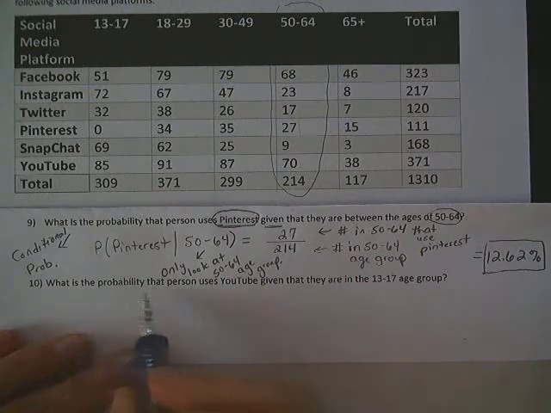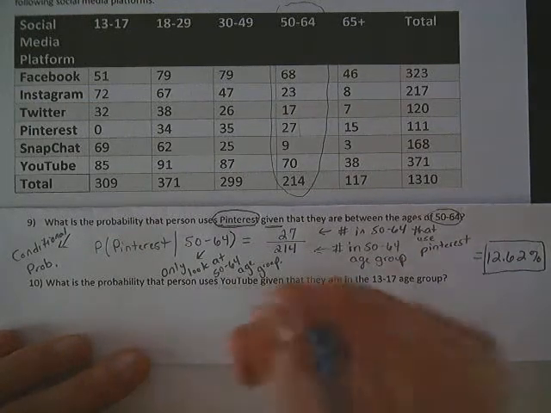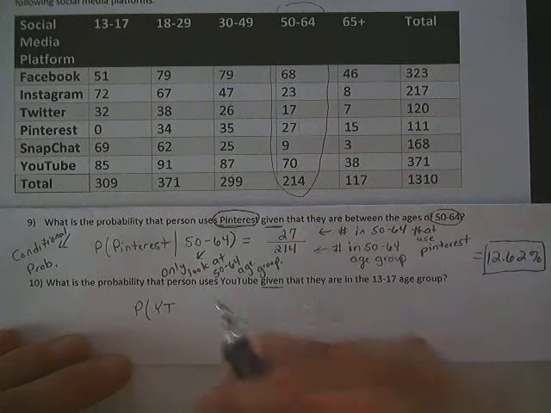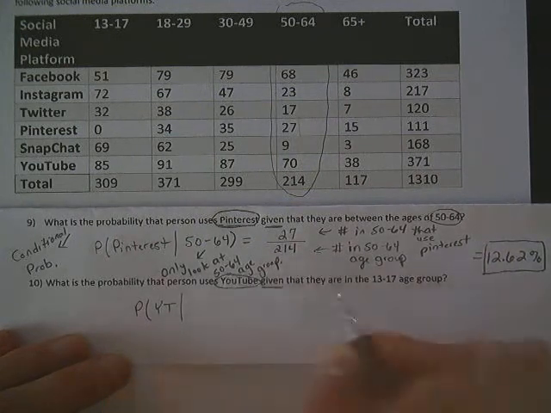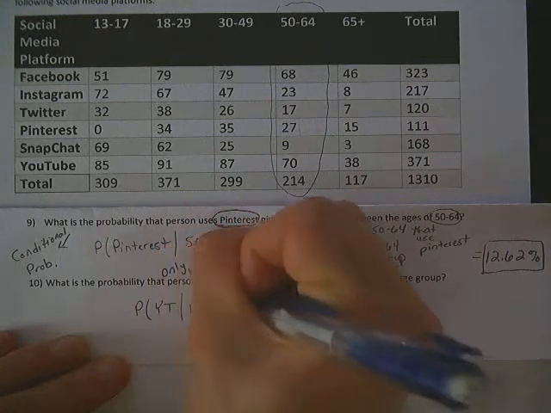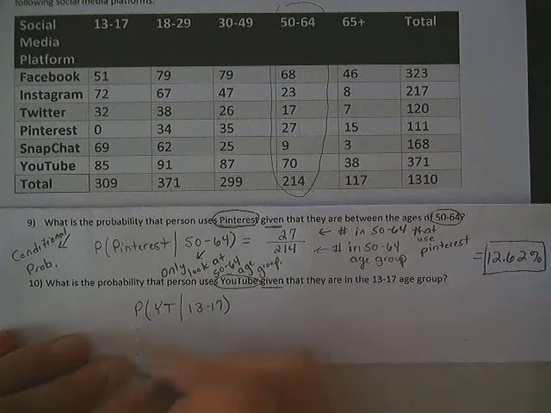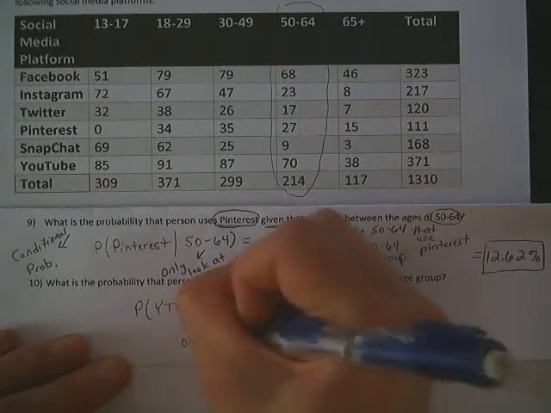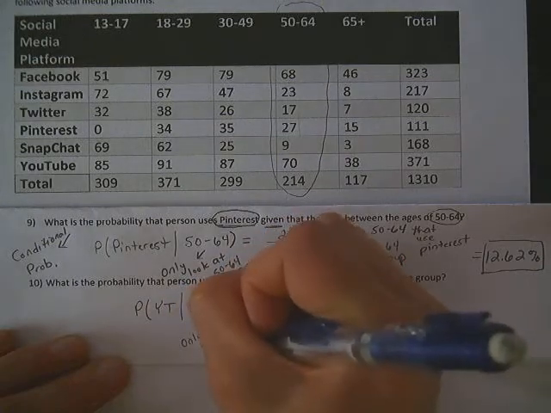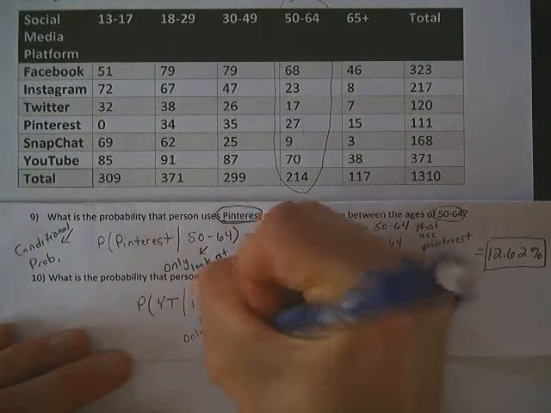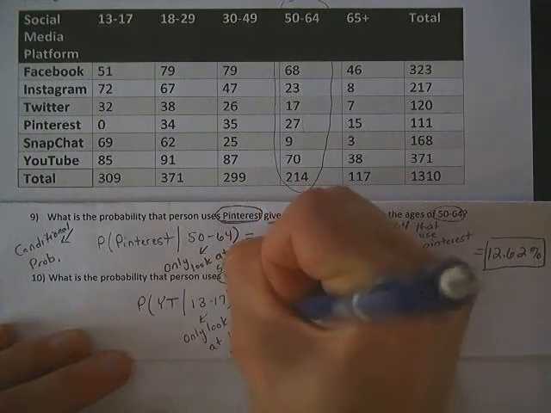It says, what is the probability that a person uses YouTube? So the probability that they use YouTube given that they are in the 13 to 17-year-old age group. This is another conditional probability problem. So think about what you are supposed to be looking at here. You're only supposed to be looking at what you're given. So you only look at those in the 13 to 17-year-old age group. In this table, you're going to ignore everything except for those in this age group.